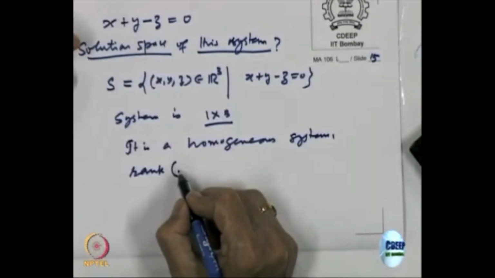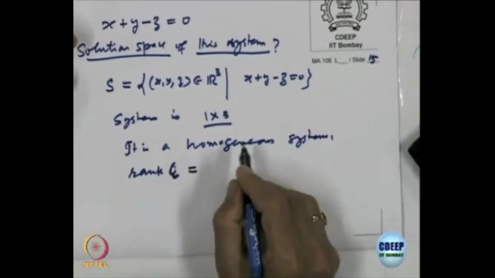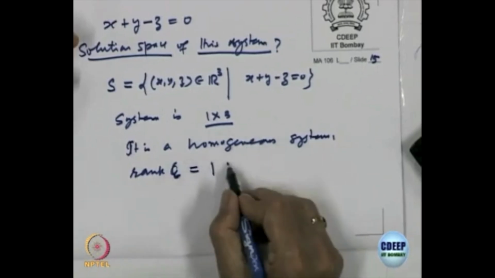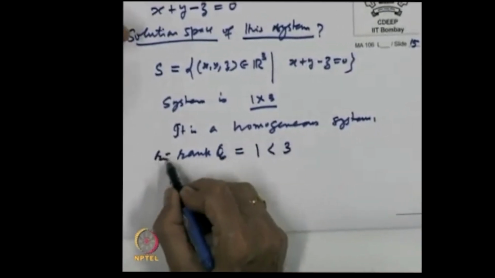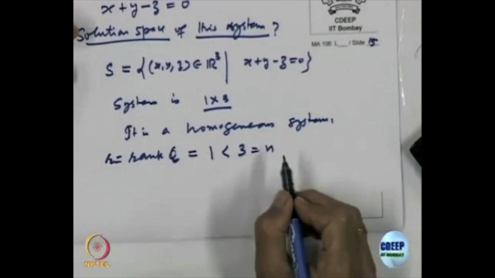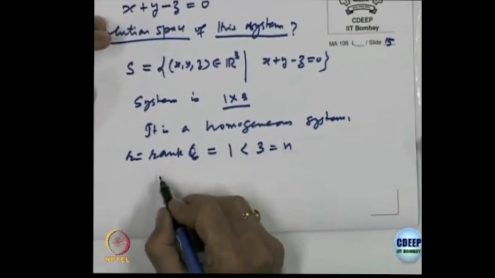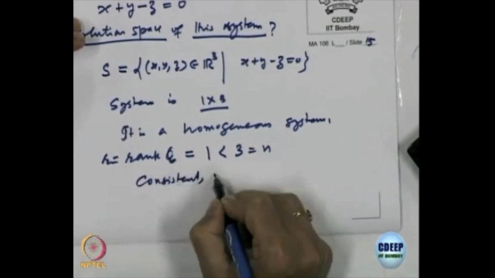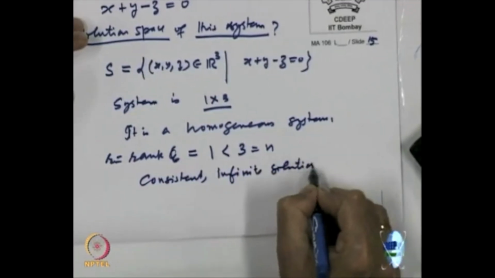Rank of the system: rank is equal to, how many pivots are there? 1, which is less than 3, the number of variables n. So that is r, and n is 3. So how many solutions are possible? Yes, consistent, infinite solutions, right?